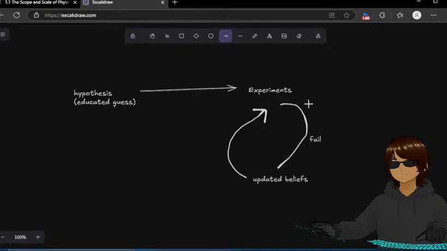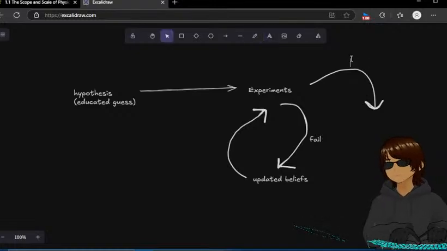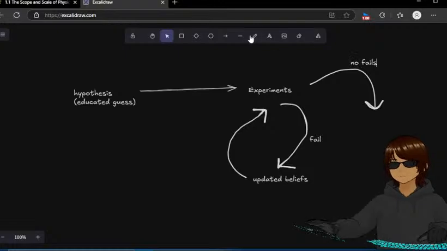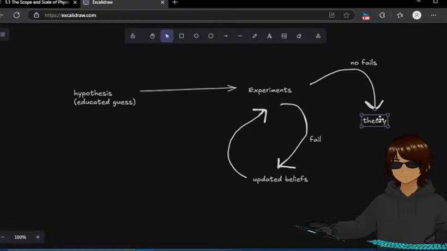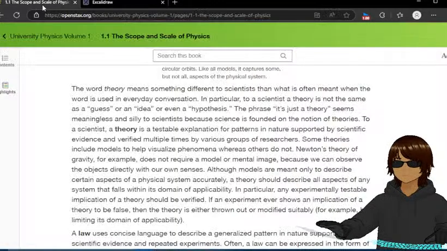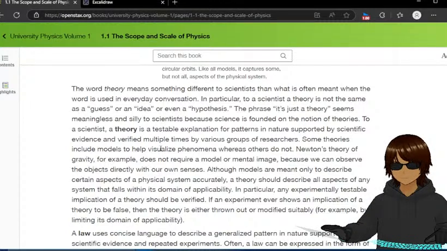So, fail. Oops. I want to draw an arrow. We have a fail. So, after many passes, many, I should say, no fails, we get a belief that has been tested and we are pretty confident with, but we aren't completely certain because there could be an experiment that might disprove it. So, a theory is like a belief that is not disproven, but there is lots of evidence for it. That's how I understand it, but I could be wrong.